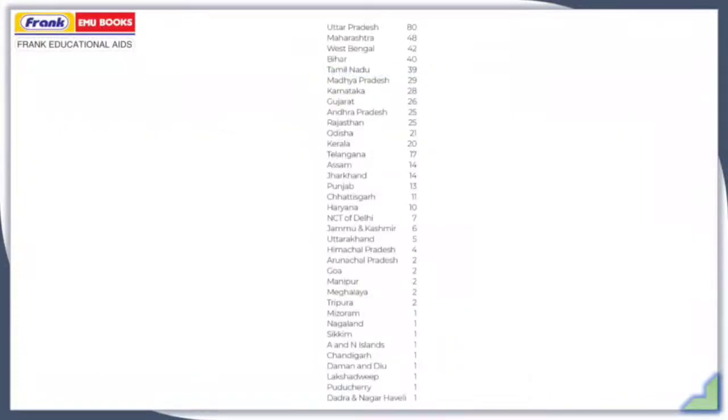As you can see from this chart, among 543 constituencies, the highest number of constituencies is in Uttar Pradesh, 80. It means 80 legislators would be elected from Uttar Pradesh because Uttar Pradesh is the most populous state of India. Constituencies are divided on the basis of population, followed by Maharashtra with 48 and followed by West Bengal and Bihar with 42 and 40 constituencies respectively.